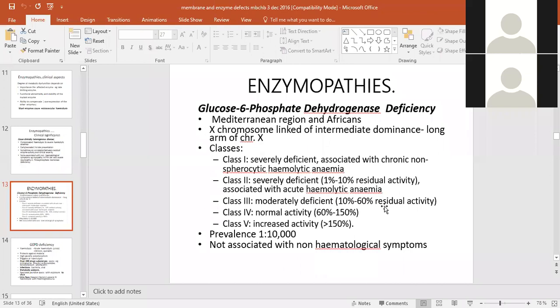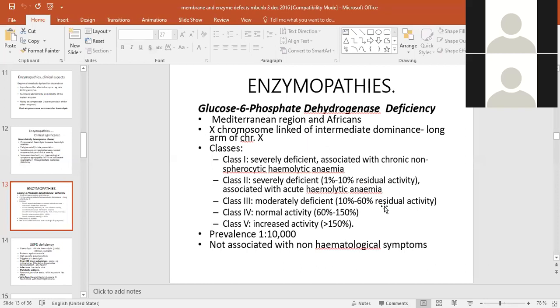Then the next one, which is class 2, has a deficiency of between 1 and 10%. So class 1 generally is almost as good as being told there is nothing. It is less than 1%. So in class 2, you have some 1 to 10% residual activity of the enzyme, and you would tend to see an acute type of hemolysis. So the hemolysis that you would see tends to be acute, and so at least you have some residual activity of the enzyme.